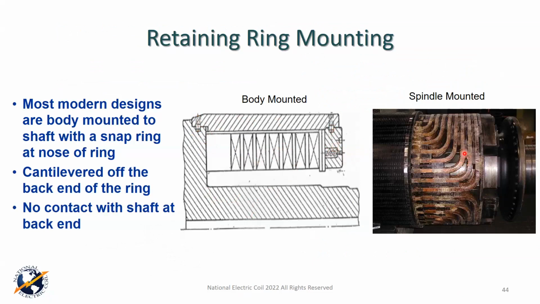This design over here, it's not been cleaned up and everything, but here's the rotor body up here. You got all your coils and blocking and everything. And here is the spindle mount, okay? And this is the shrink fit that retains it.